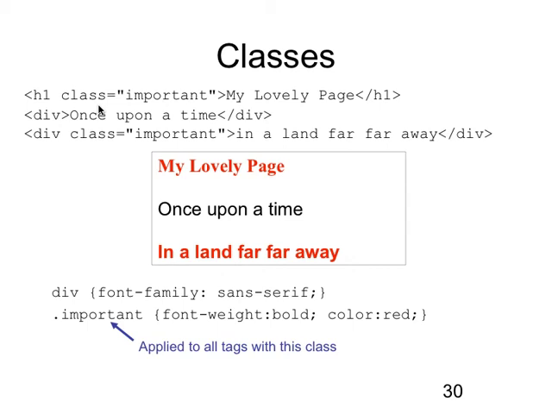Now if we look at this CSS here, we're saying wherever you have a div, we want the font family to be sans serif. And you can see here that both divs are in sans serif. Now this one is in serif font. And this dot important here is saying that wherever you have a tag that has the class important, this is going to apply to it. So it applies irrespective of what kind of tag it is. Anything that has the class important is going to be in bold and in red. And that's what's happened here.